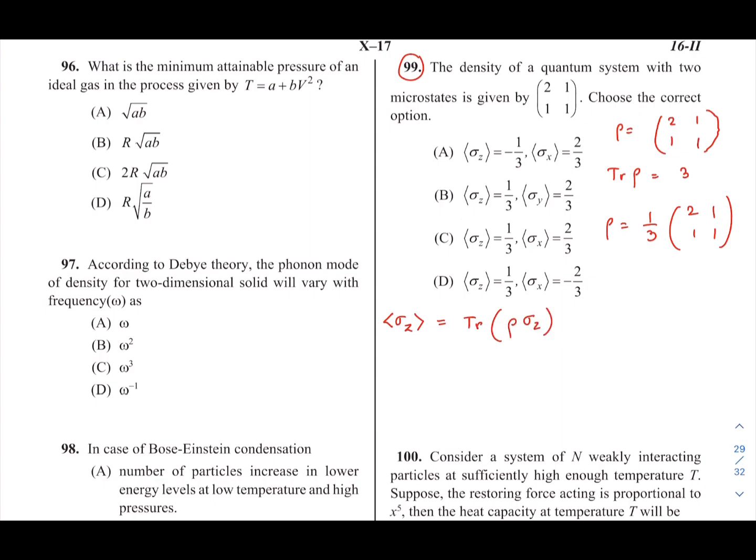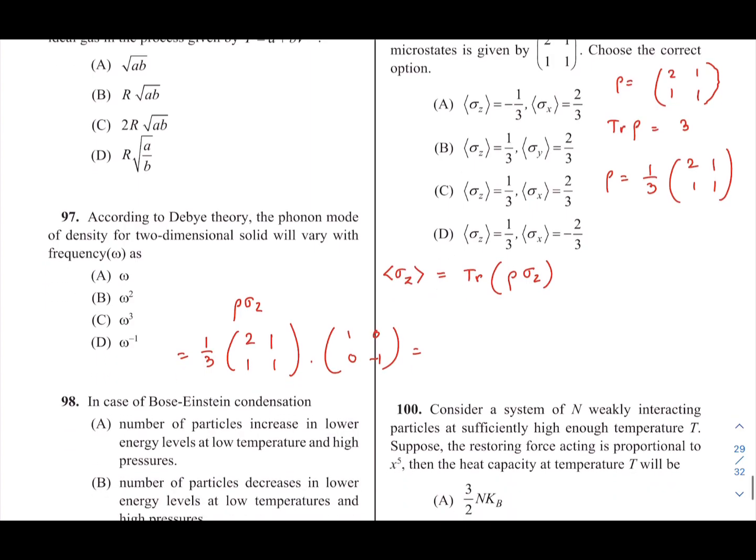To calculate the expectation values, let's say of sigma z, we use the formula: trace of rho times sigma z. Thus we multiply rho and sigma z first, that is 1 by 3 times 2, 1, 1, 1 times 1, 0, 0, minus 1, and that is equal to 1 by 3. So we only calculate the diagonal entries here. So this is 2 and this is minus 1. So the trace is 1 by 3.